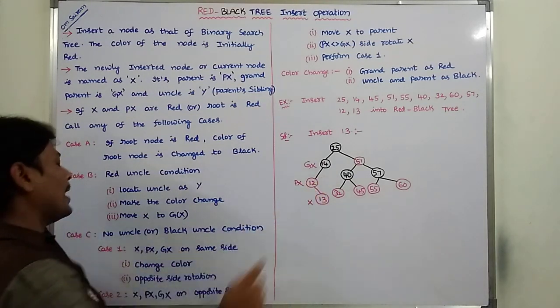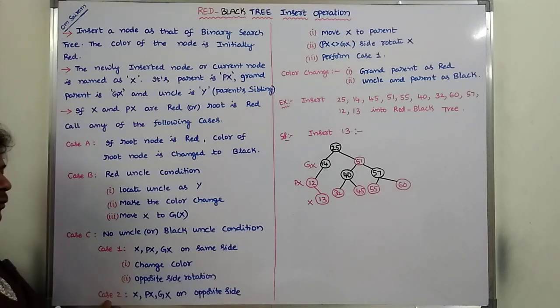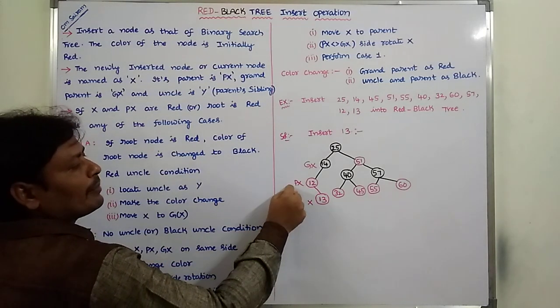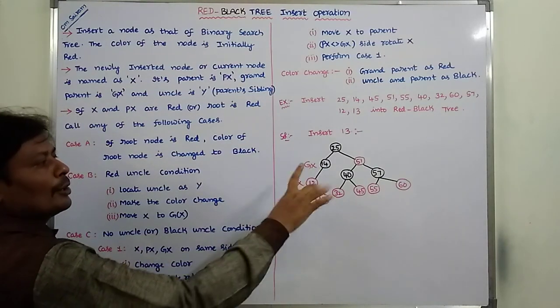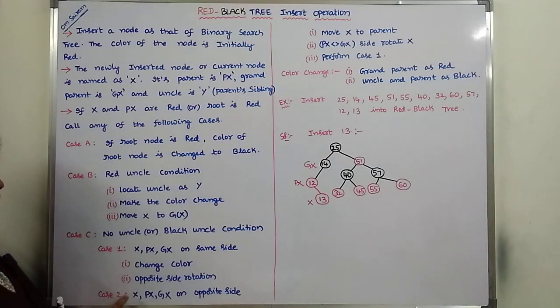Here no uncle is there. So this is true. Okay. In this one, which case we have to follow? Case 1, X, Px, Gx on the same side. No. So this is one side and this is another side. Okay. So this is false.